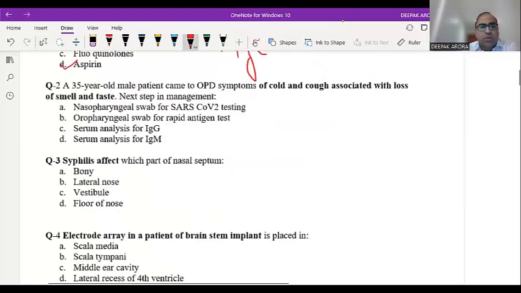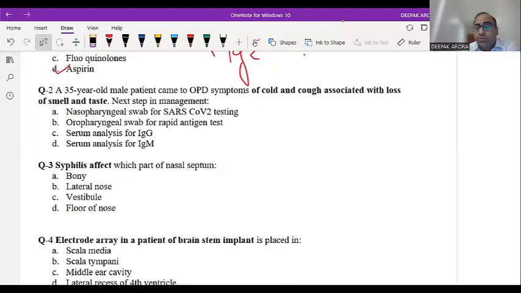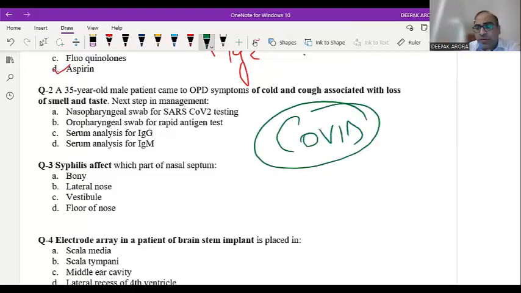Coming to the next MCQ, straightforward. A 35-year-old male patient coming to the OPD with a history of cold and cough with loss of smell and taste. Somewhere we are suspecting COVID. Anosmia is one of the important findings, but just remember, if the examiner asks you the most common ENT manifestation of COVID, it is sore throat. And if the examiner asks you the non-ENT manifestation, it is fever.